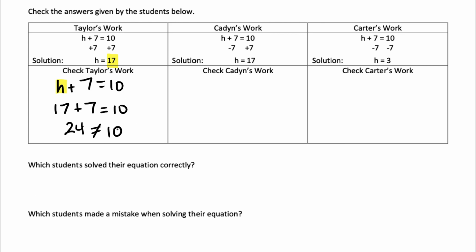So unfortunately, Taylor is incorrect. This would tell Taylor, okay, I did not solve this correctly because that value for h did not make my equation true. So she's going to need to go back and make some corrections on her work before she moves on to the next problem.